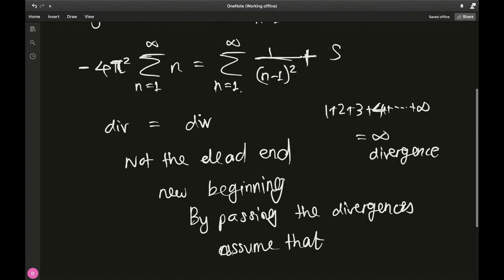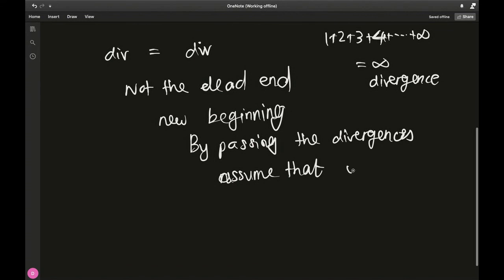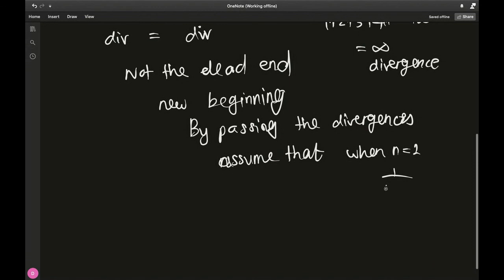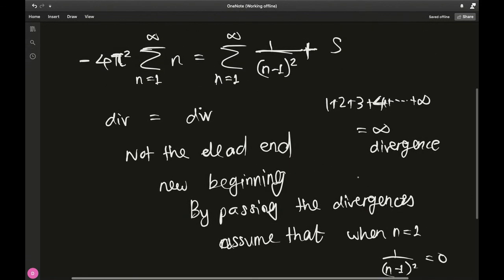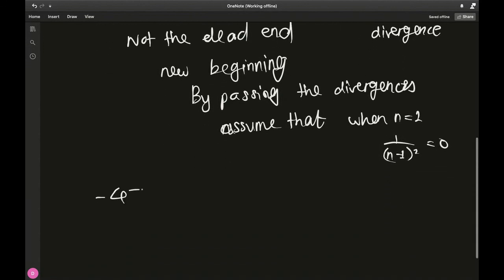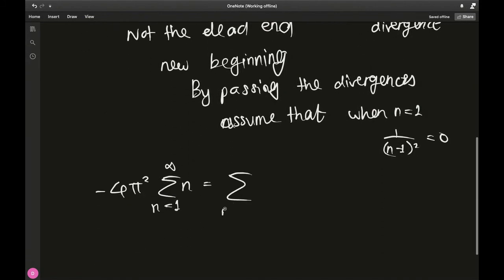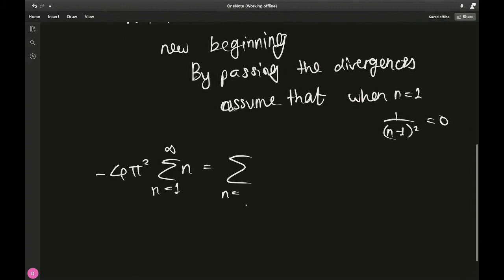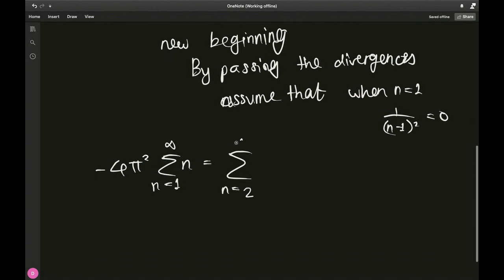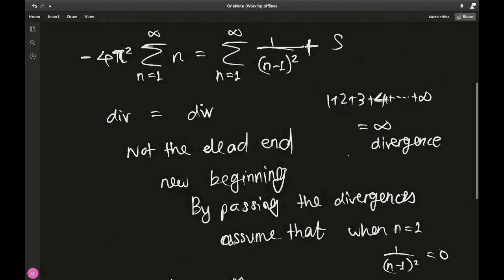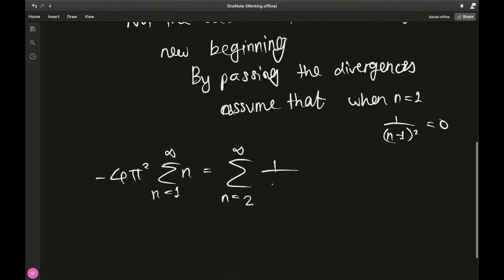well, the one part, when n equals 1, 1 over n minus 1 the whole thing squared is 0. If we assume that, then this just becomes minus 4 pi squared sum from n equals 1 to infinity of n, which is basically the sum from n equals 2 to infinity, because 1 just turned out to be 0. So 0 plus other terms, 1 over n minus 1 the whole thing squared plus the Basel problem.